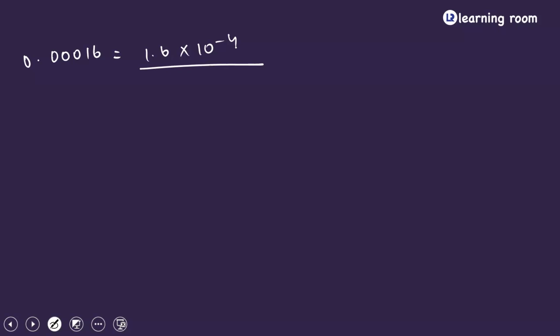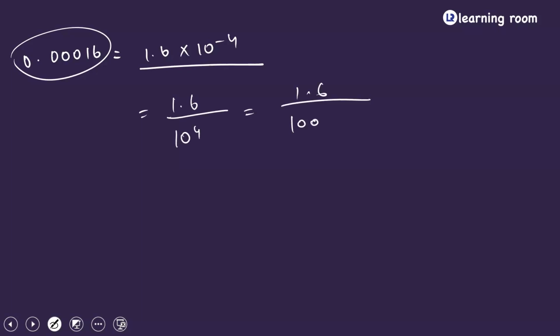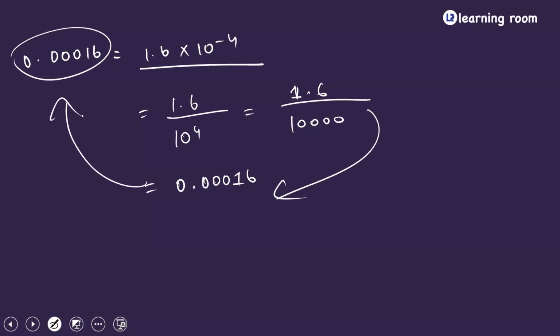See, just write what will be the answer for 1.6 into 10 power minus 4. 1.6 by 10 power 4, correct? So which is 1.6 by 1, 2, 3, 4, 4 digits, right? So now what will you do? 0 point, after 4 digits you will give a decimal. Am I right or not? So already you have got 1, so you'll have to add how many zeros? 0.0001 6. Correct? Yes or no? So you're getting this answer, right? Do you understand? Yes. So shall we go to the next part?